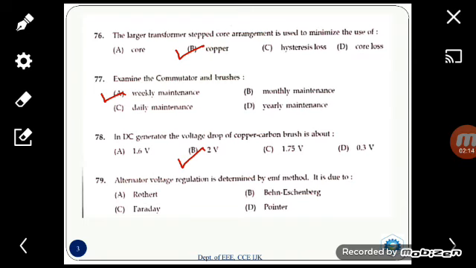Next one is: alternator voltage regulation is determined by EMF method. It is due to option A Rotherham, option B Ben-Eisenberg, option C Faraday, and option D Pointer. Here option B is correct, Ben-Eisenberg, because his work focused on AC technology, that is AC alternators including asynchronous machines and AC single phase motor, which marked a major turning point in electrical technology. So option B is correct here.